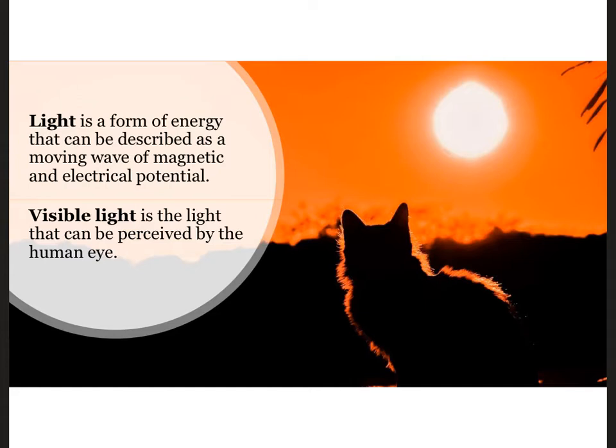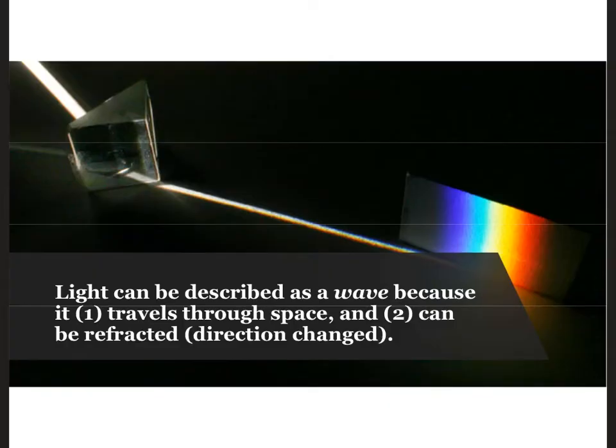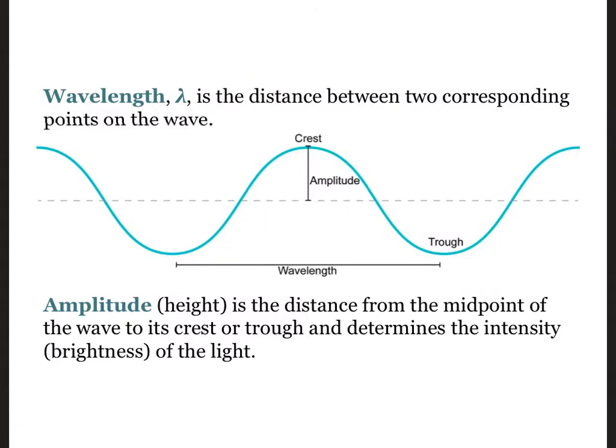Visible light is the only type of light that can be perceived by the human eye. Light can be described as a wave because it, 1, travels through space, and 2, can be refracted or have its direction changed. Light has several important physical dimensions that we can measure. The wavelength, lambda, is the distance between 2 corresponding points on a wave. Here, we've measured the wavelength between 2 troughs.